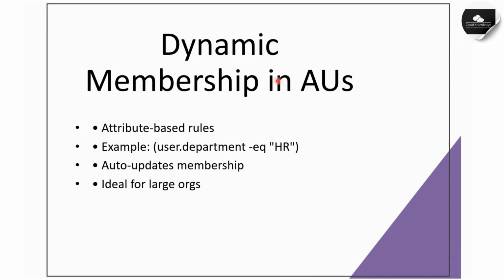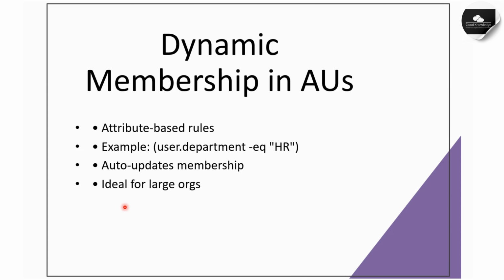After that, we have dynamic membership in the AU. How can we provide a dynamic membership? These are the steps. We need to select any of the attribute-based rules. For example, you can use user.department equal to HR. If a user is in the HR department and you have given the attribute as HR itself, their membership will automatically update and they will be included in this particular AU. This is the AU for HR which we have given, and that particular user will be added to that AU itself.